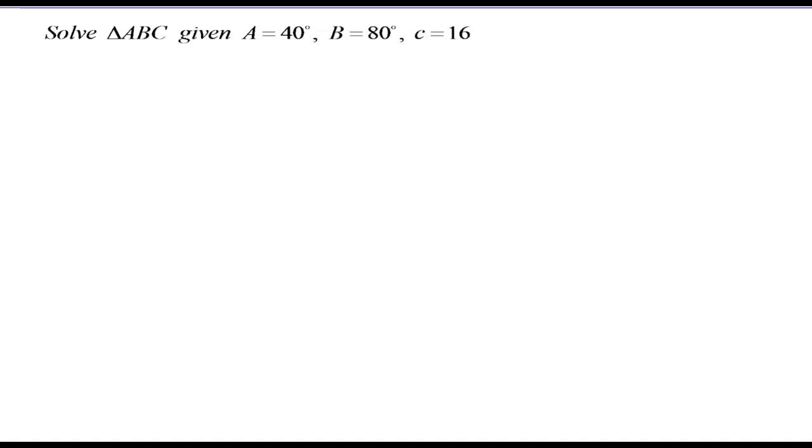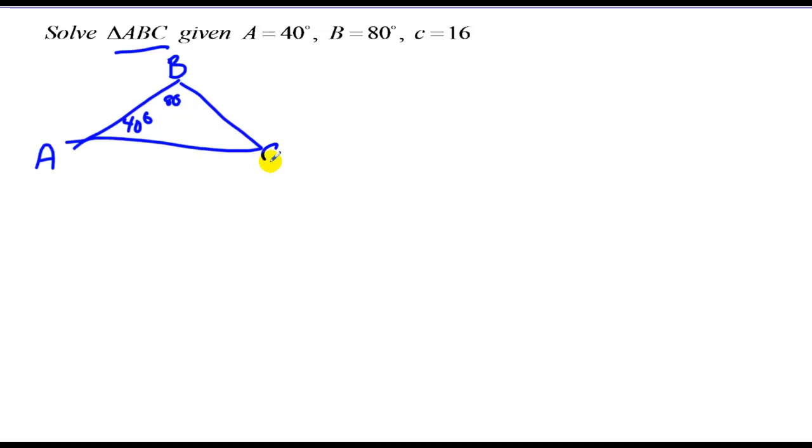Now, they ask us in this next example to solve the triangle ABC. When they ask you to solve a triangle, it means find all missing sides and all missing angles. So let's draw our triangle first. Angle A is 40 degrees. Angle B is 80 degrees. Let's call this 80. And side C, which is going to be opposite angle C, is 16.